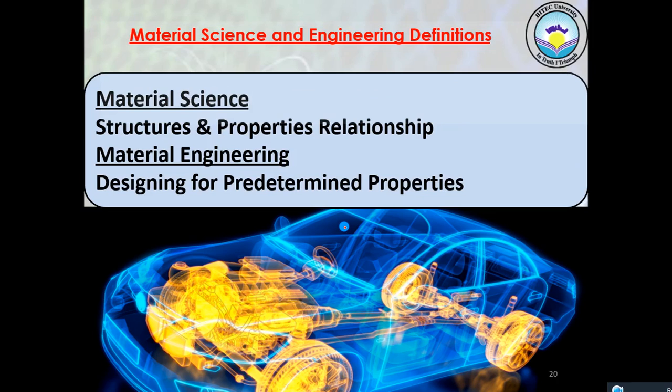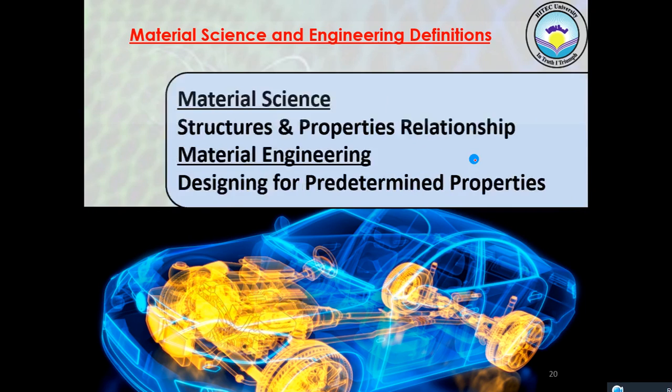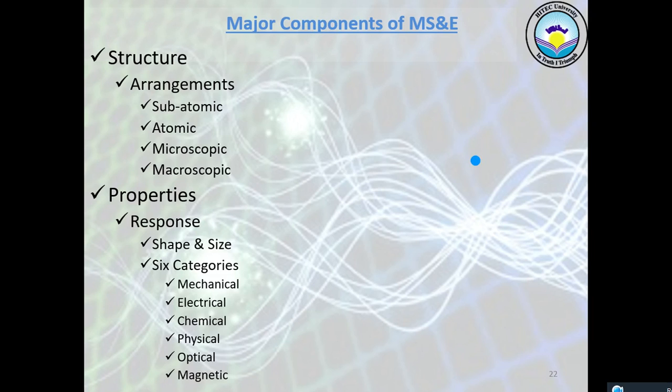So what material science we have seen, structure and properties relationship we have already explained, materials engineering, designing and predetermined properties. So we have seen what is the effect of the processing upon the properties. Processing has a great effect, for example, upon properties, and properties can change the structure of materials behavior as well.